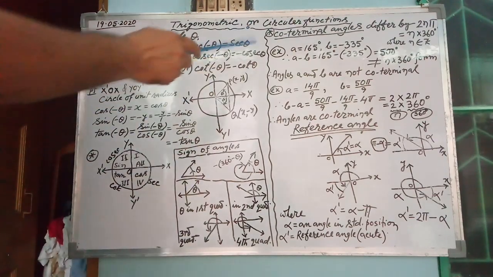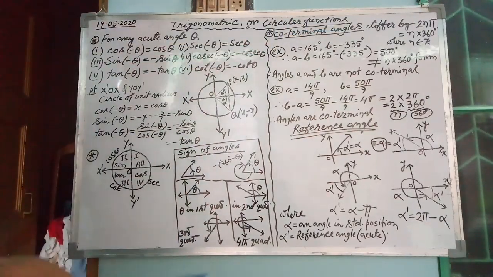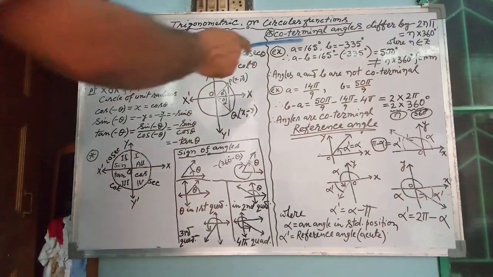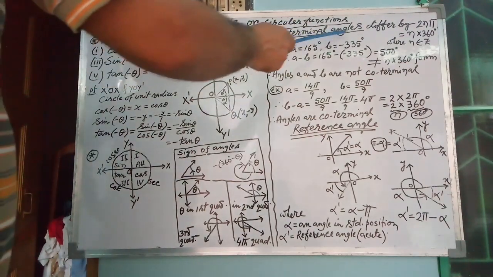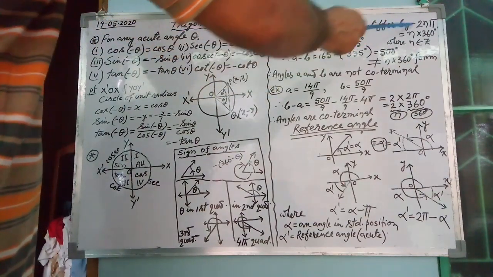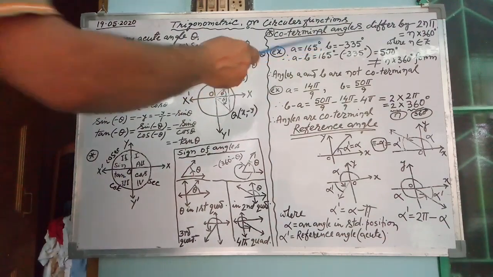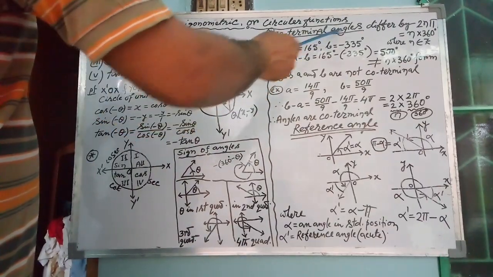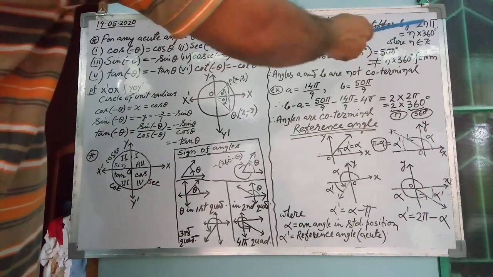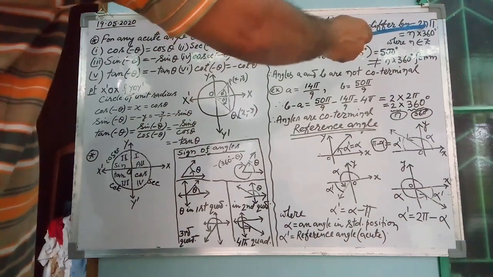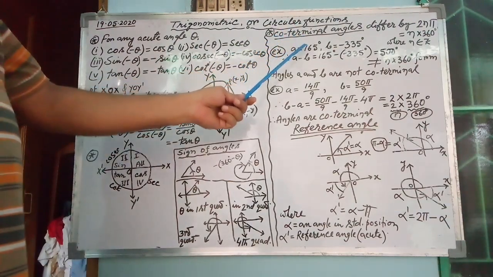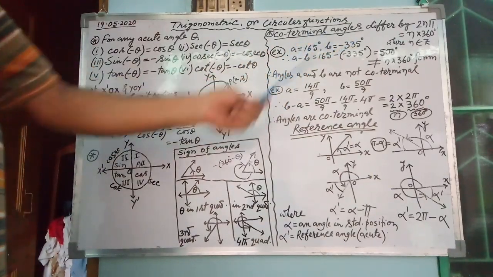We need to know this term, coterminal angles. What are coterminal angles? Coterminal angles differ by 2n pi. If the difference between two angles can be expressed in the form of 2n pi, or n into 2 pi, or n into 360, then the given angles are said to be coterminal.